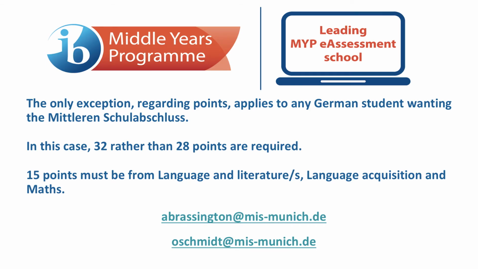It's important to note that the only exception regarding the points applies to any German students wanting the Mittleren Schulabschluss. In this case, 32 points rather than 28 points are required. So the IB will issue the certificate if you obtain 28 points, but if you are going to the Zeugnisanerkennungsstelle to get the Mittleren Schulabschluss, you would need 32 points. And note that 15 points must be from your languages and math.